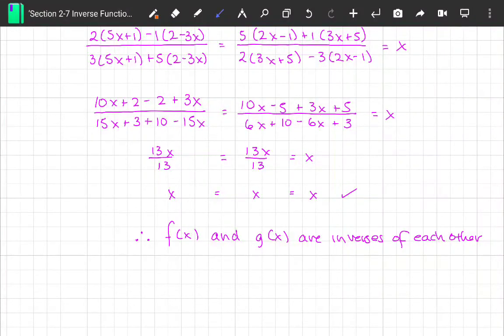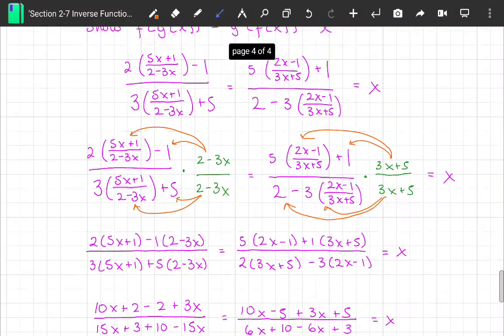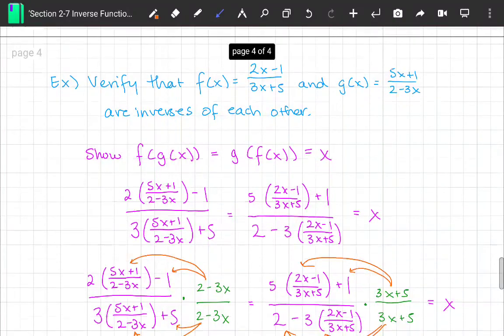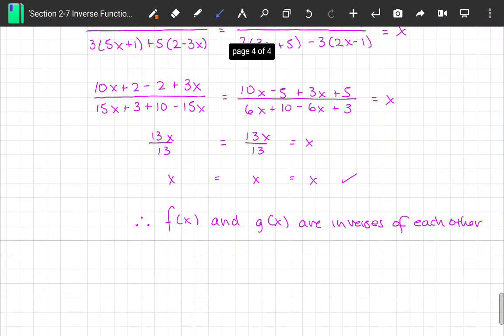But that's it. That's the idea. If you ever have the directions that say verify that two functions are inverses of each other, you have to do the composition both ways and show that you get x. And you have to work it out all the way down to the bottom until you get x equals x equals x, and then state your final thing. And that's it. So there you go.